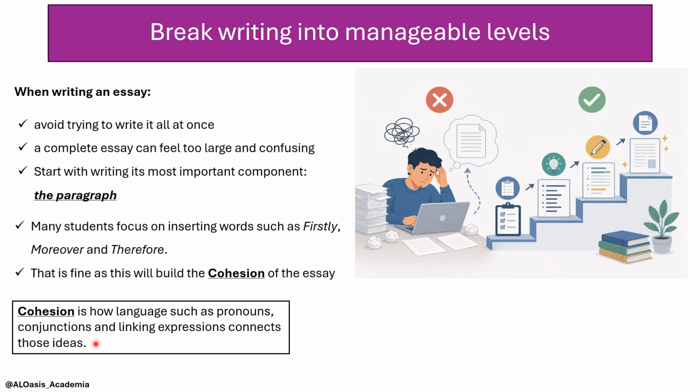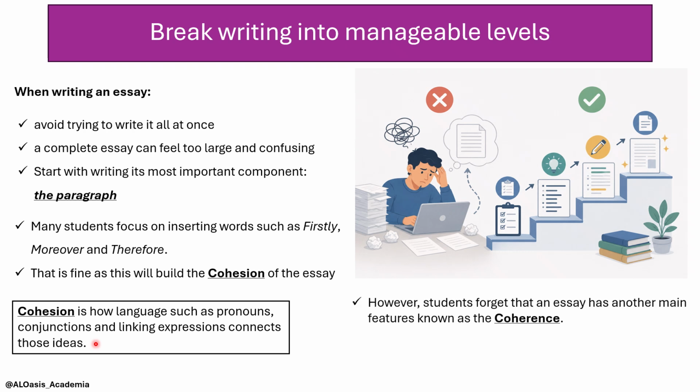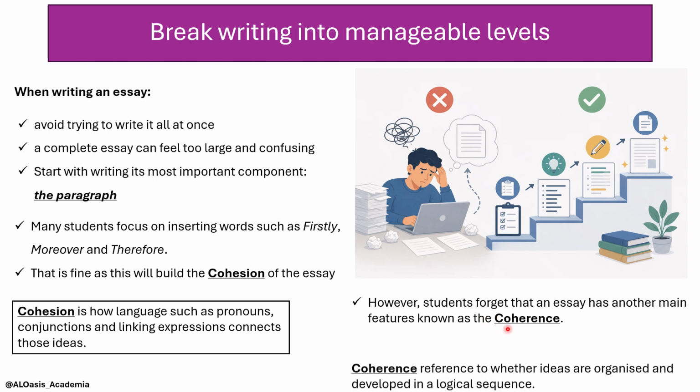But in any paragraph, there is another part that is as important as cohesion, and that part is called coherence. I see many students forget that an essay has another main feature known as coherence. Most of the students just focus on cohesion and how to use these linking words, but they forget coherence. So what do I mean by coherence?